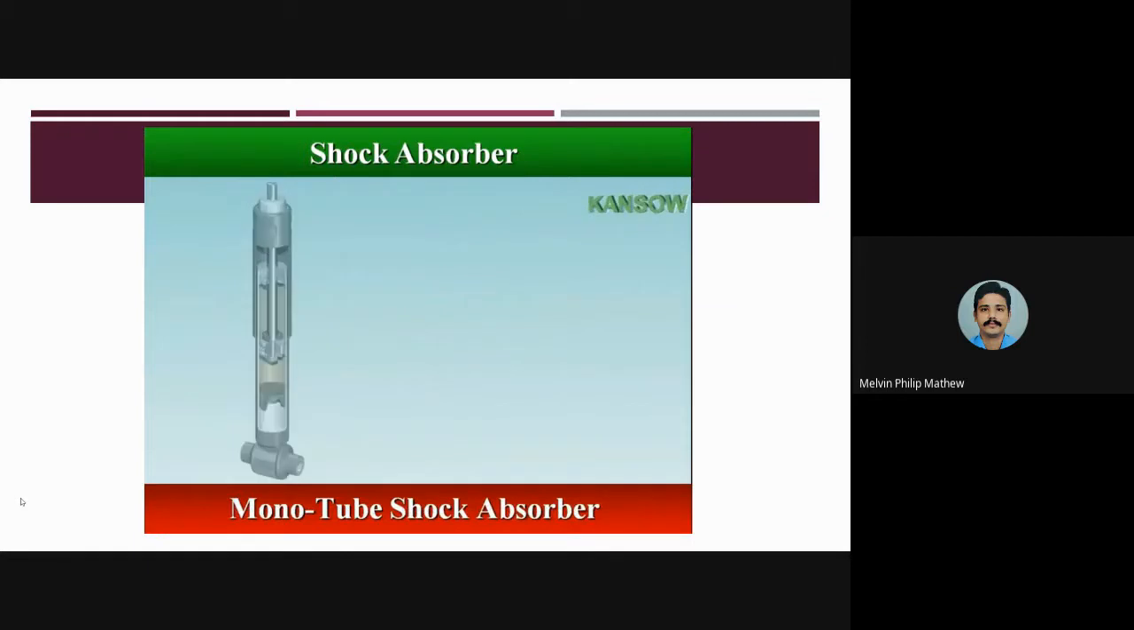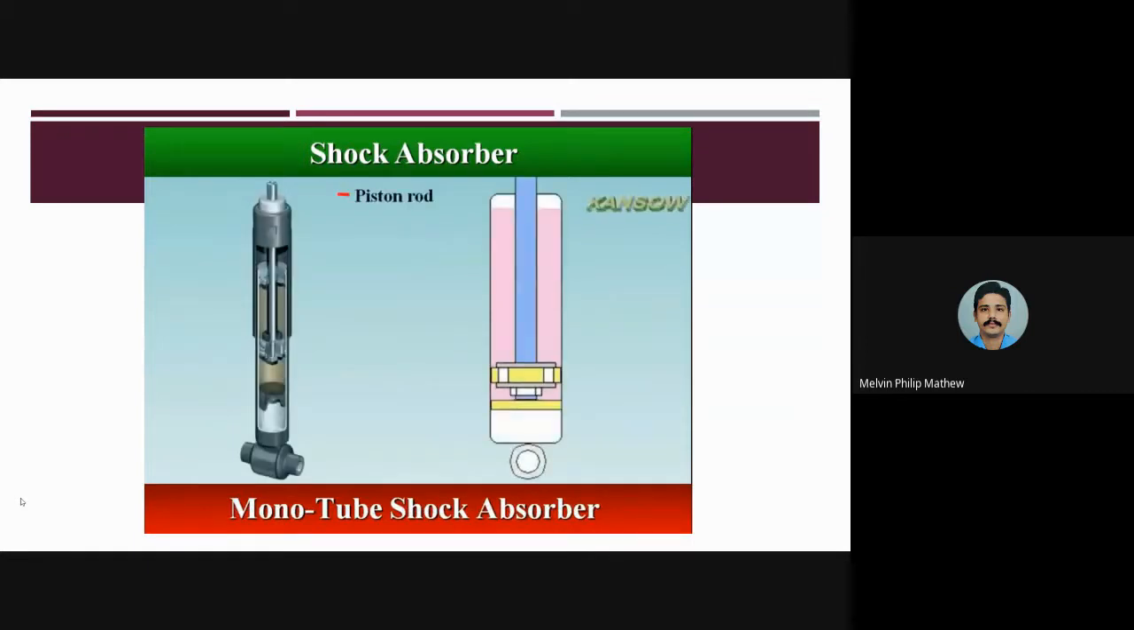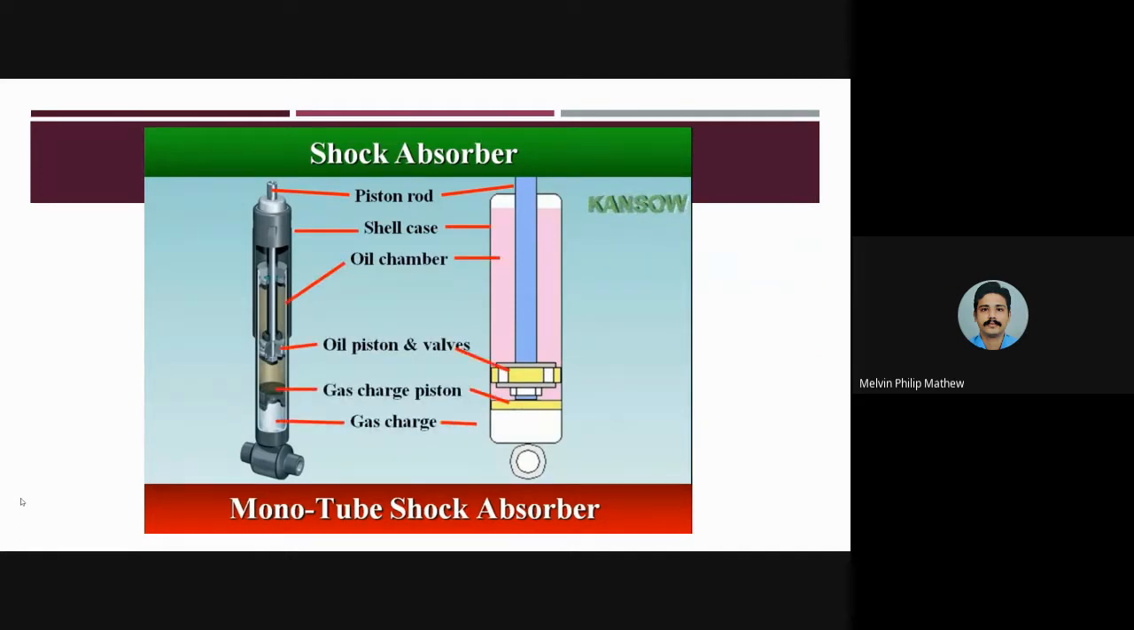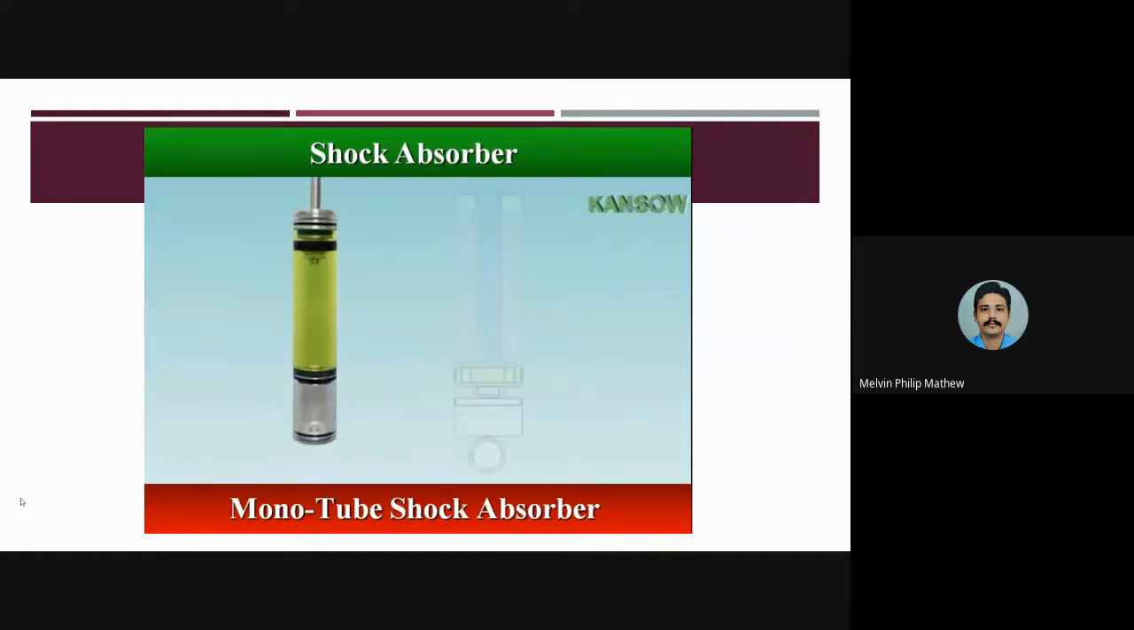A monotube shock has a single piston and rod assembly in a damping case, in which both compression and rebound occur. Also, it has a free piston that completely separates the oil chamber from the gas chamber. The oil flows through a valve in the piston, and the monotube has some volume of gas that accounts for any volume change in the oil.